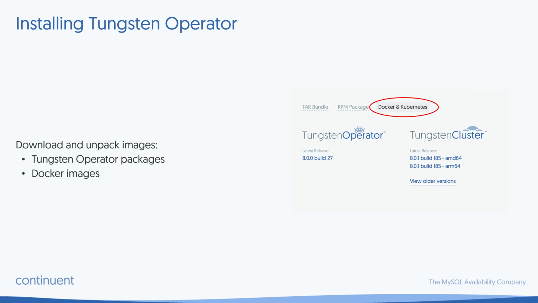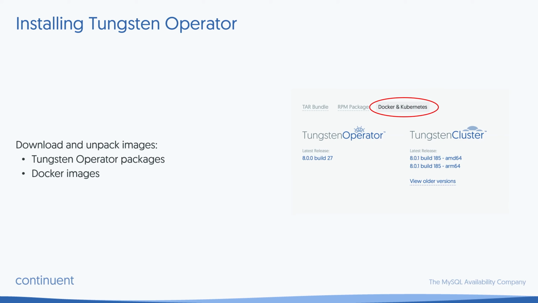From there you would need to download the latest Tungsten Operator package. And then you would need to download the Docker package for cluster, depending upon your environment, either the AMD64 or the ARM64. Obviously choose the one that is applicable to you. You would download those to your staging host into the opt-continuant software directory, and you would uncompress and unpack them.